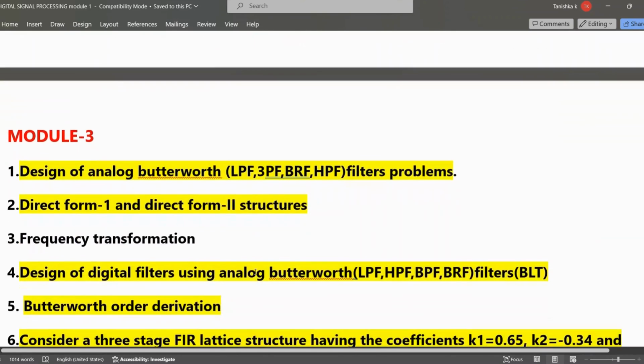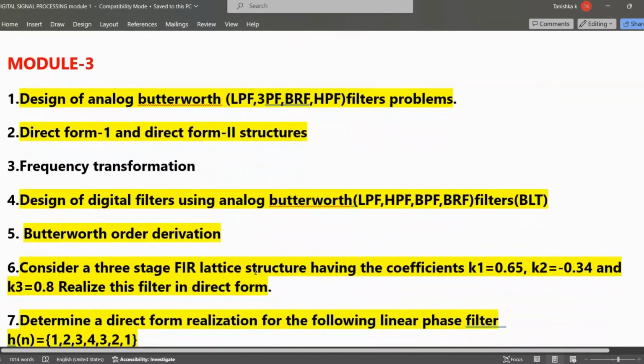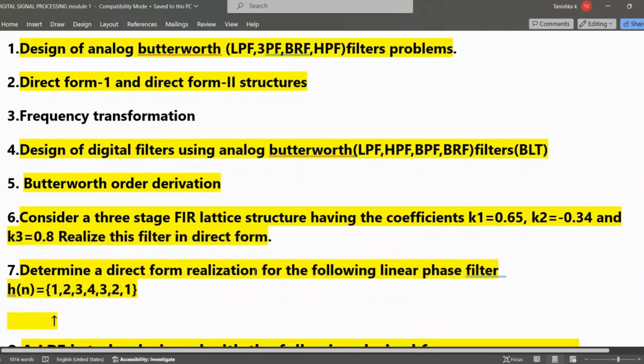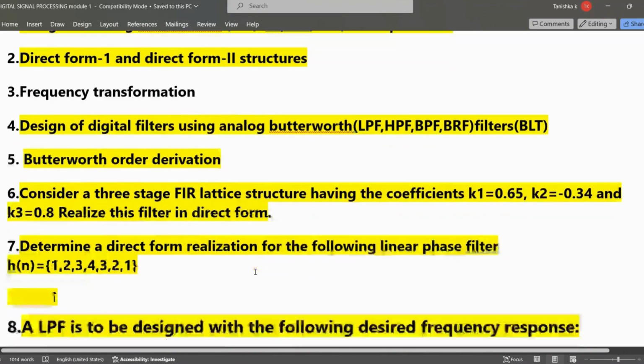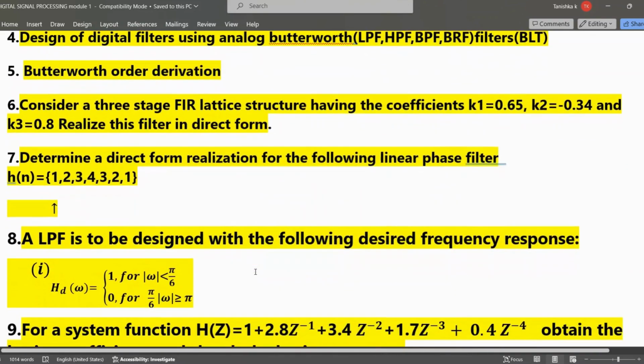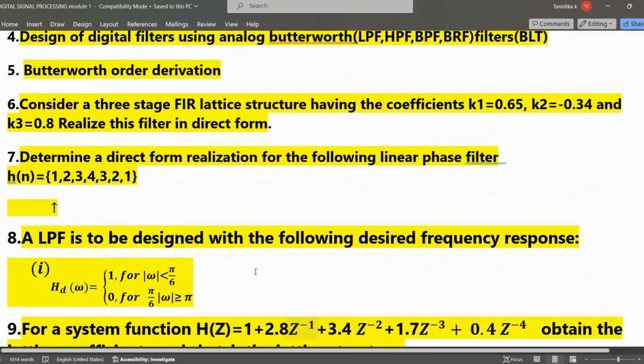Then let's go to module 3. So here also design of analog Butterworth filters, direct form 1 and direct form 2 are important. Design of digital filters using analog Butterworth, then Butterworth order derivation, and FIR lattice structures.